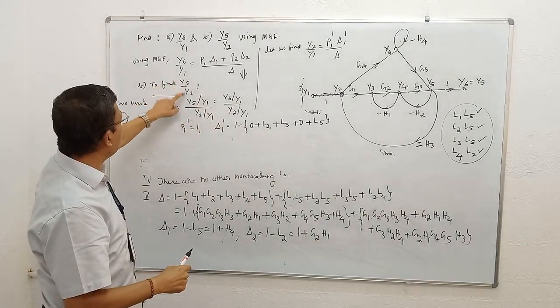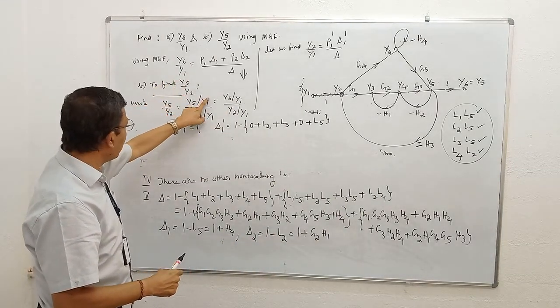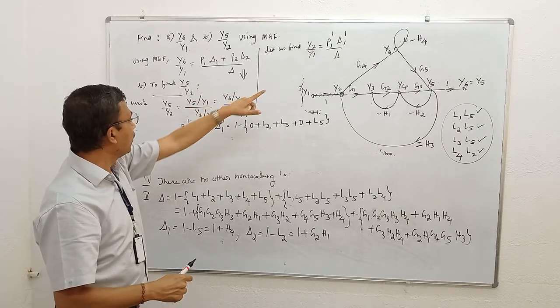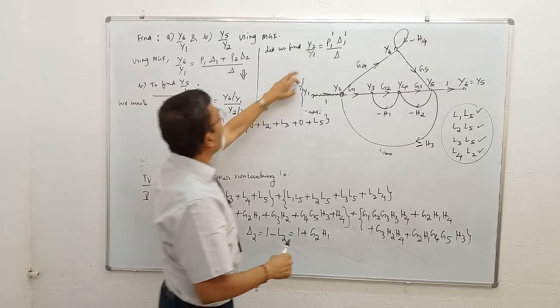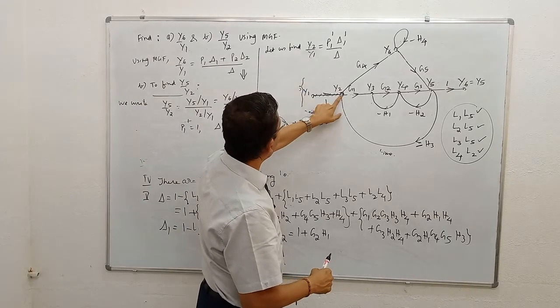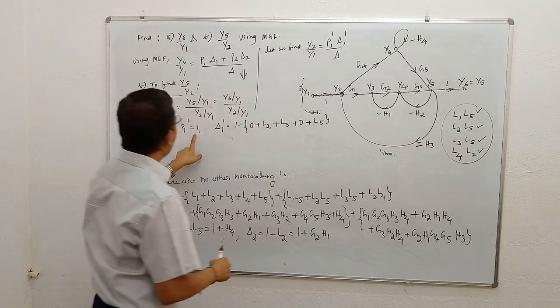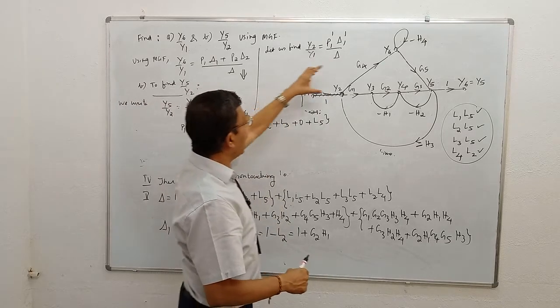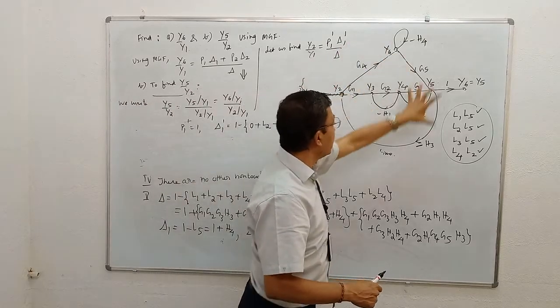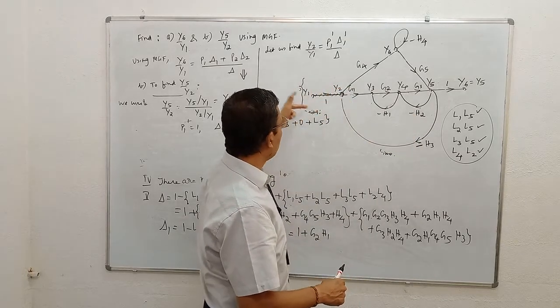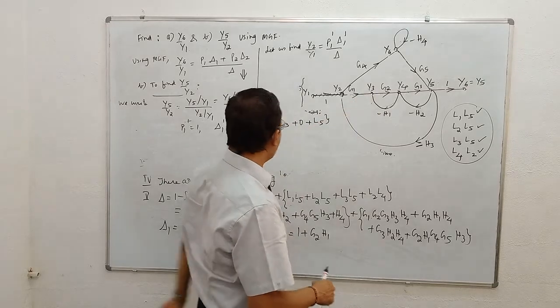So what I have done, y5 by y2, I have written as y5 by y1 divided by y2 by y1. y5 is nothing but y6. To find y2 by y1, I use this formula. Between y1 and y2, there is only one forward path whose gain is p1 dash. p1 dash is equal to 1. Delta does not change. The loop does not change if the position of the output node is altered.